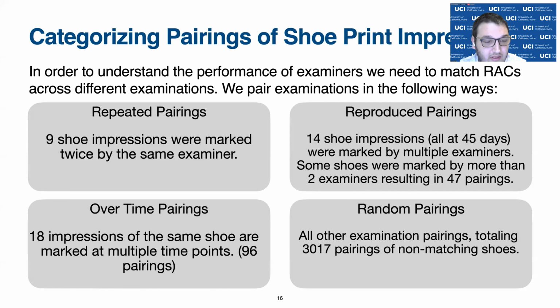We also have these over time. So if shoe A was marked at 45 days, and then it was marked again at 90 days, we're going to look at whether or not the RACs match across those 2 different examinations. This is considered an examination pairing. Each time a shoe is examined, it could be grouped in one of these.